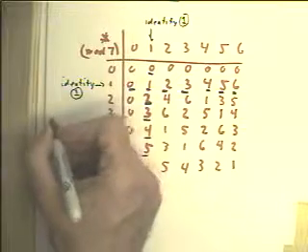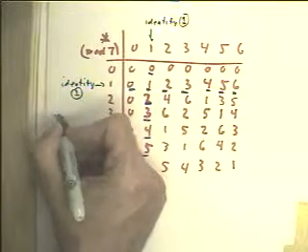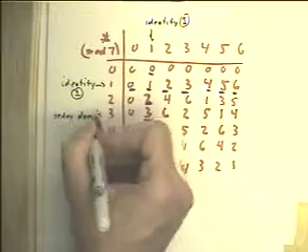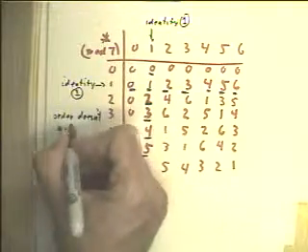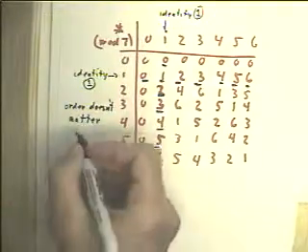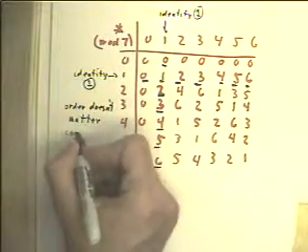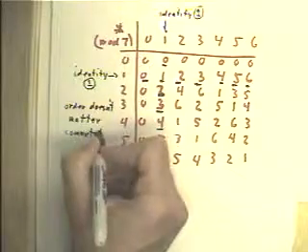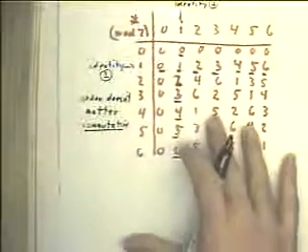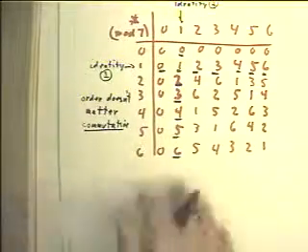So order doesn't matter when you multiply two numbers on a 7-hour clock, or on any other clock, it turns out. So the operation is commutative, has the commutative property, the property of commutativity.